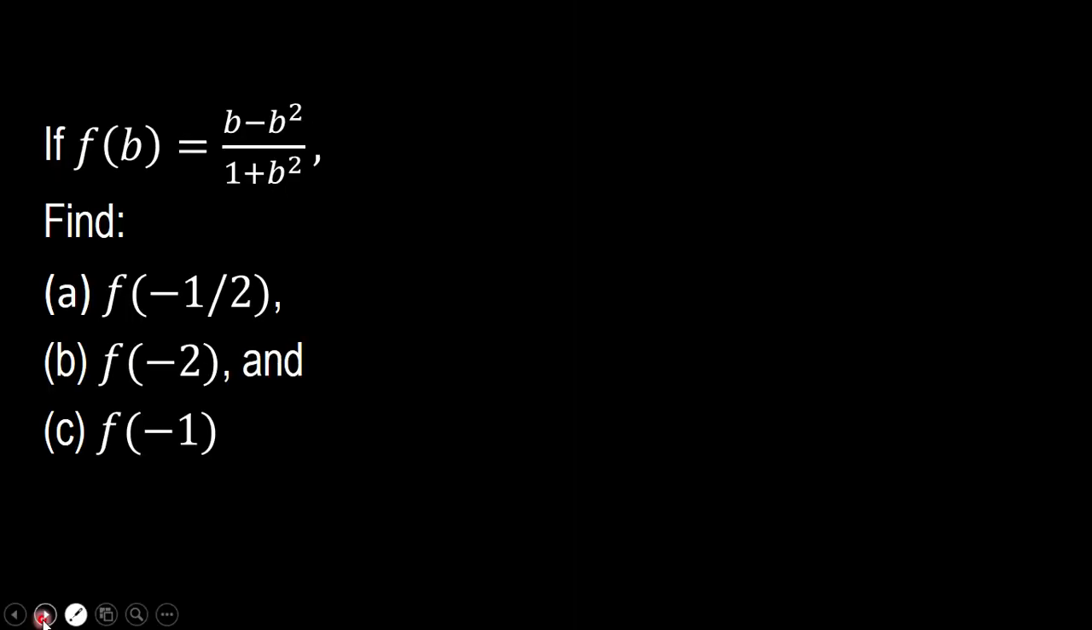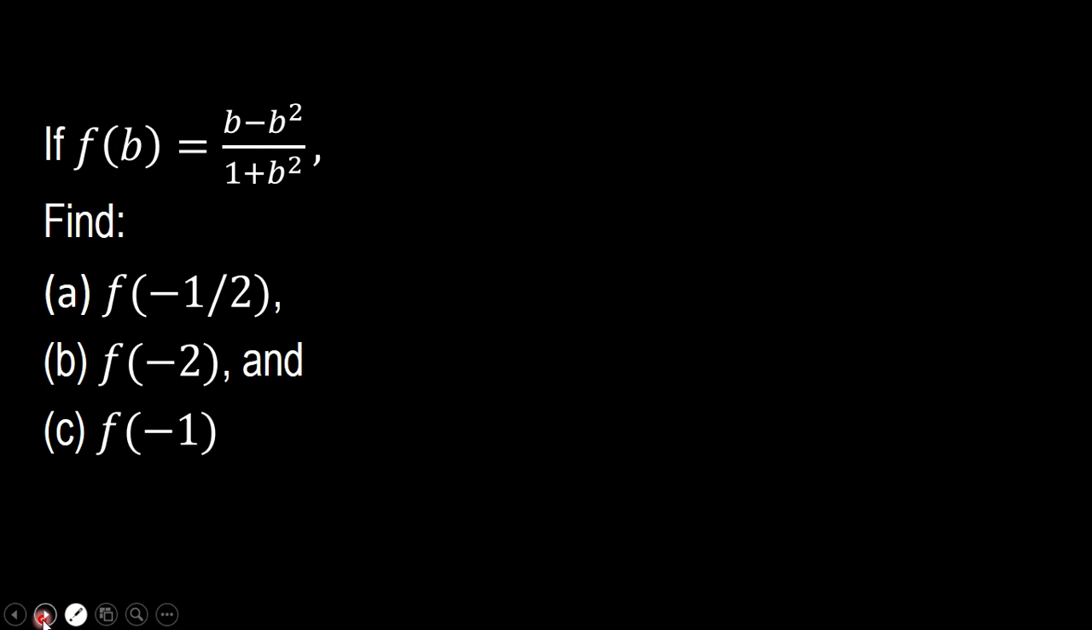Let's have another example. Given that we have here the function b minus b squared all over 1 plus b squared, let's try to find the values of our function given that b is negative 1 half, negative 2, and negative 1. If you want to try to answer this, you can pause the video and resume it after you answer the three items.